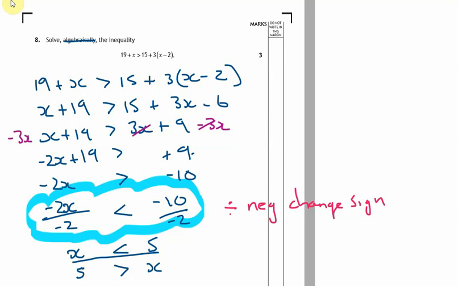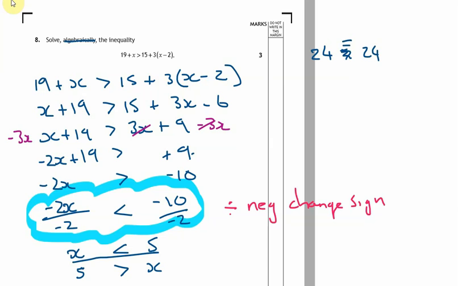Okay, and again, let's just check we've done that correctly. Once you get your answer, just think, does that make sense? x has to be less than 5. So if I put 5 into this equation, 19 plus 5 is 24. 24 is greater than, let's see, 5 minus 2 is 3, times 3 is 9, 15 plus 9 is 24. So that's actually when they're equal. Okay, so that makes sense then. They actually equal each other when it's 5.